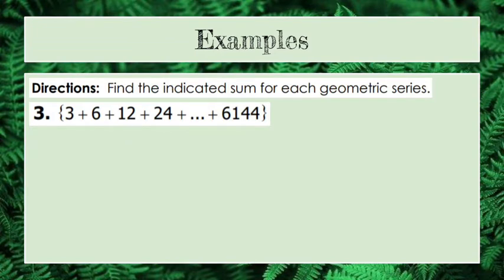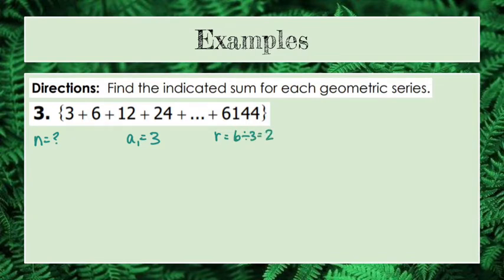All right, problem number 3. It says find the indicated sum for each geometric series. Well, this one's a little confusing because it gives us the end number, but it doesn't tell us what n equals. So we need to know n, we need to know a sub 1, and we need to know r. So we don't know what n is yet. A1 is 3, and r is 6 divided by 3, which is 2.